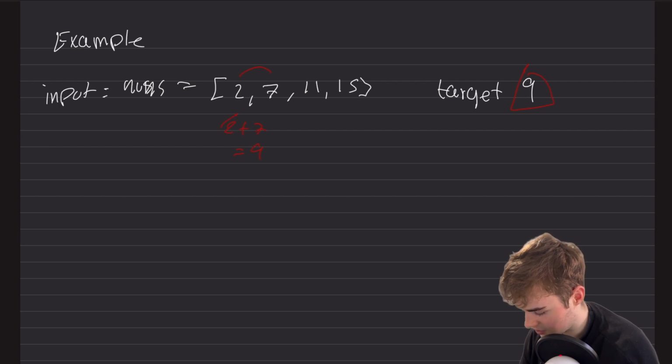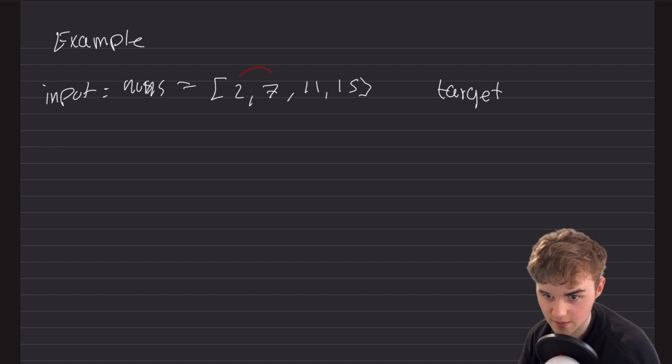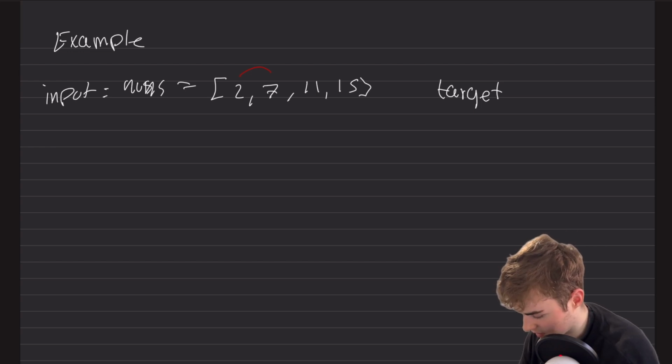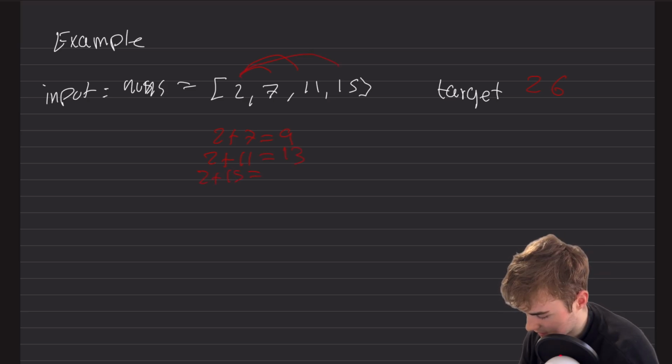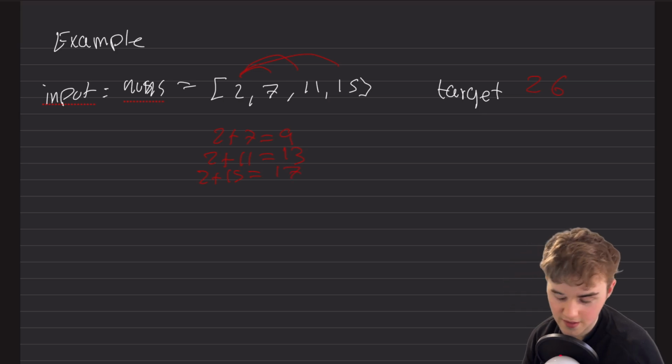But let's just say that the target is something else. We know the target is possible, so if this number doesn't exist, then it's fine. Well, I'll just say, we'll say 26. We're going to compare 2 and 7. 2 plus 7 equals 9. That's not 26. So we're going to compare 2 and 11. 2 plus 11 equals 13. That is not 26. 2 plus 15 equals 17, not 26. So we've done all that.